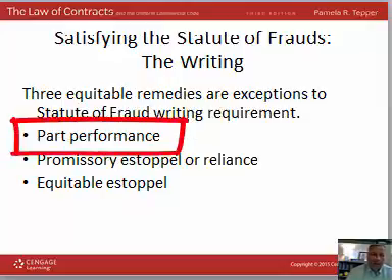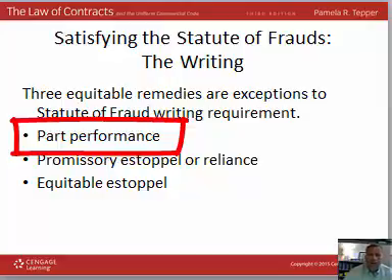So in the case of part performance, let's look at an example. Let's say a buyer and a seller get together for the sale of a car, and they decide that the purchase price is going to be $1,200, payable $100 a month for the next year. Since it's for the sale of goods over $500, we know that contract is required to be in writing, but the parties don't know that, so they fail to make a writing. The contract goes on for 6 months.